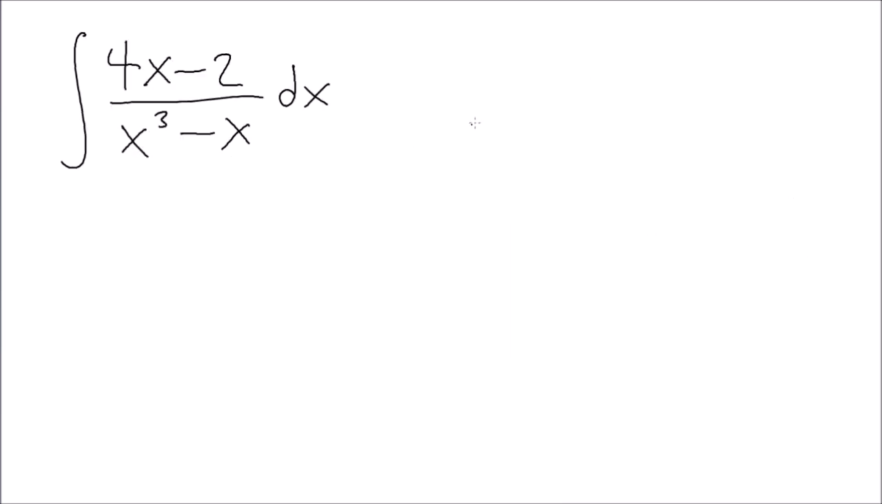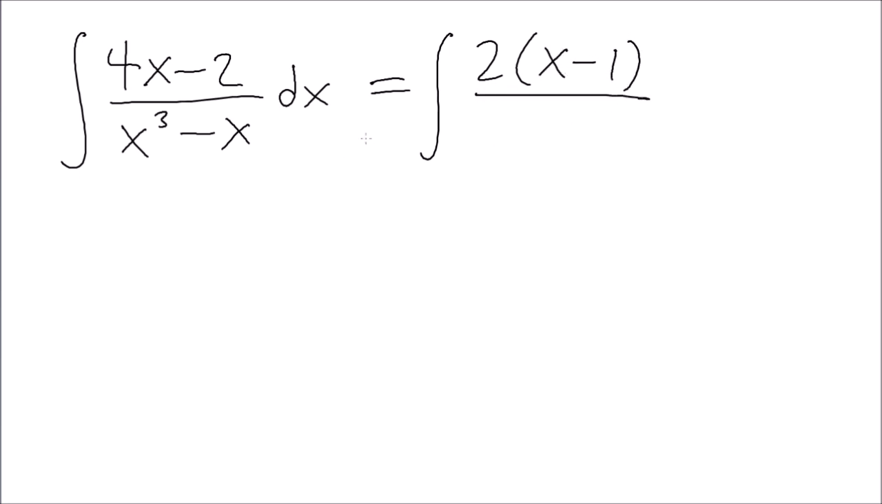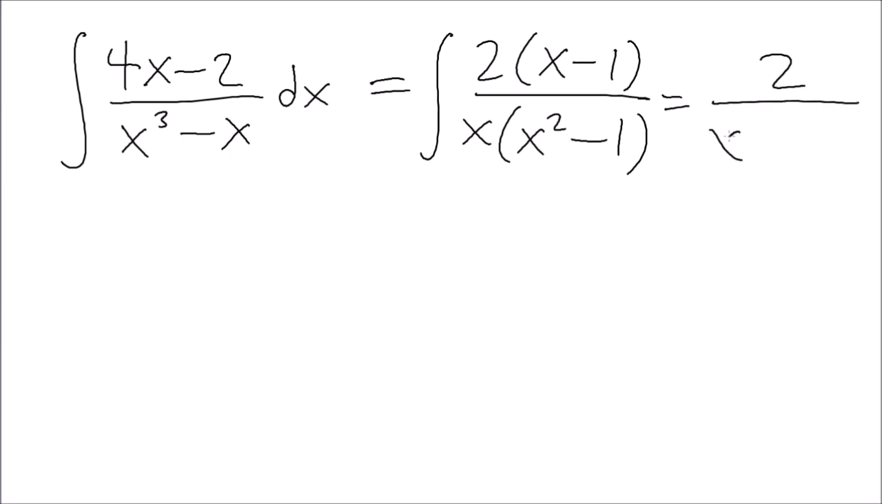Alright, 4x minus 2 over x cubed minus x. Huh, this is very awkward. Let's factor this out a little more to see what is going on. We have x squared minus 1. Oh, okay. Then this is 2. The x minus 1 gets cancelled out by x squared minus 1, so we have x plus 1. Okay, cool.